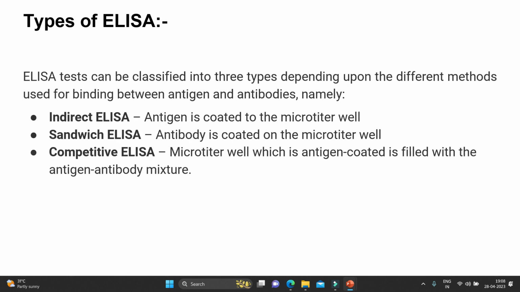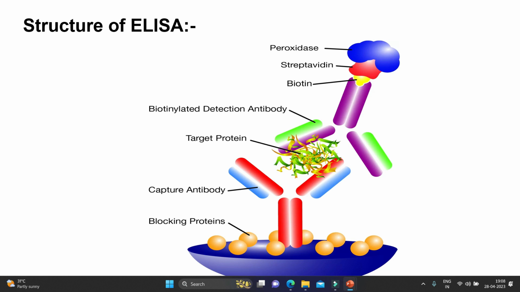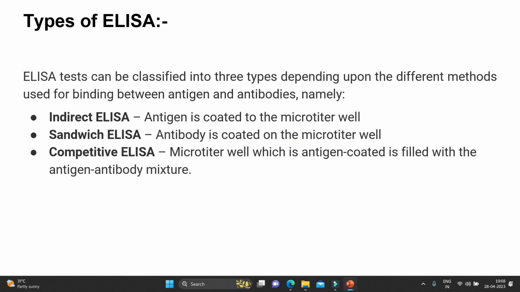Types of assay. There are 4 types of assay: direct ELISA, sandwich ELISA, indirect ELISA, and competitive ELISA. In direct ELISA, the antigen coated to the multiwell plate is detected by the antibody that has been directly conjugated to an enzyme. The indirect ELISA is where an antigen is coated to the microtiter well. In sandwich ELISA, the antibody is coated to the microtiter well, and in competitive ELISA, the microtiter well, which is antigen coated, is filled with the antigen antibody mixture. Next slide.